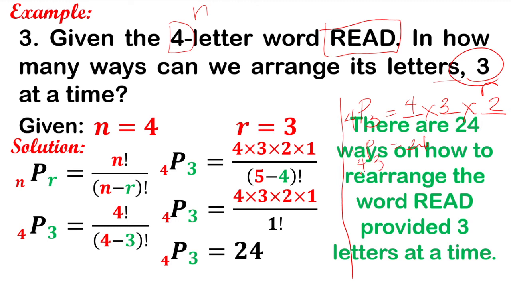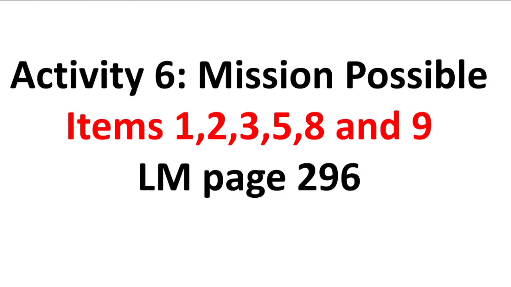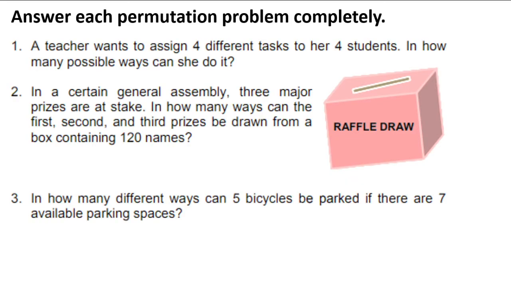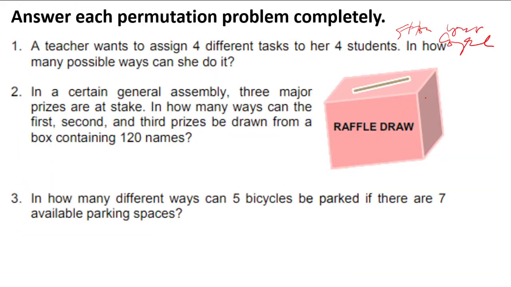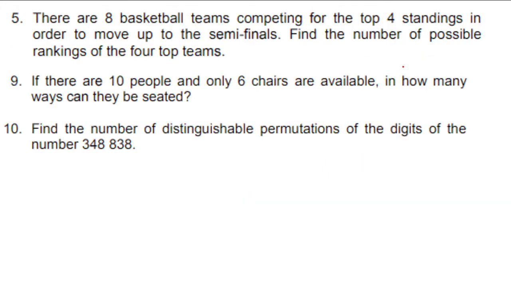Okay? And in that case, you will now be answering activity 6. Mission Possible, items 1, 2, 3, 5, 8, and 9 of page 296. Kagaya siya ng sinolve natin. Yun ang susundan nyo. So, ganito siya. Sabi niya, answer each permutation problem completely. So, you have to show your complete solution. Okay, anong sasagutan? 1, 2, 3, 5, 9, at saka 10.